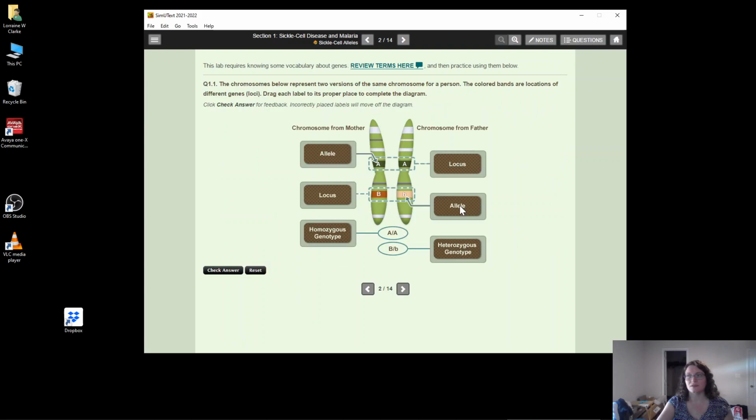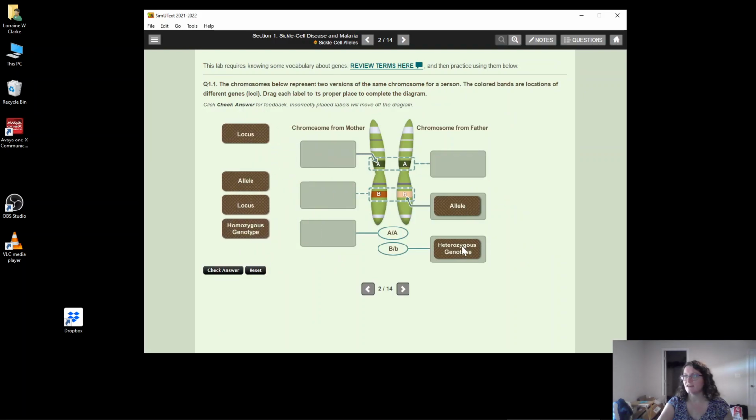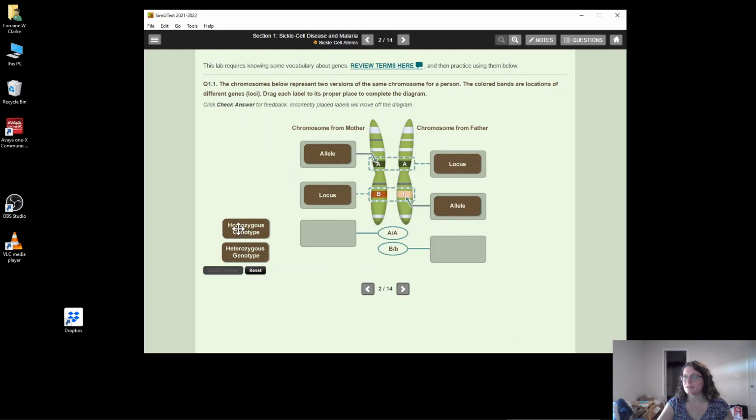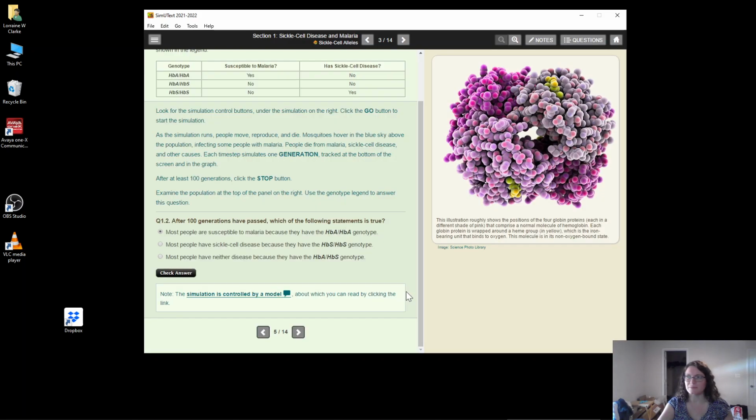All right, so this is a labeling activity, okay? So the idea is that we already talked a little bit here, but we have the chromosomes here. These are homologous chromosomes, chromosome from mother and father, okay? This is pointing to this little a, that's an allele. This is pointing to this little b, that's an allele. And these are the locuses, homozygous genotype. It's big A, heterozygous genotype, it's big B, little b, okay? This is just basic stuff.